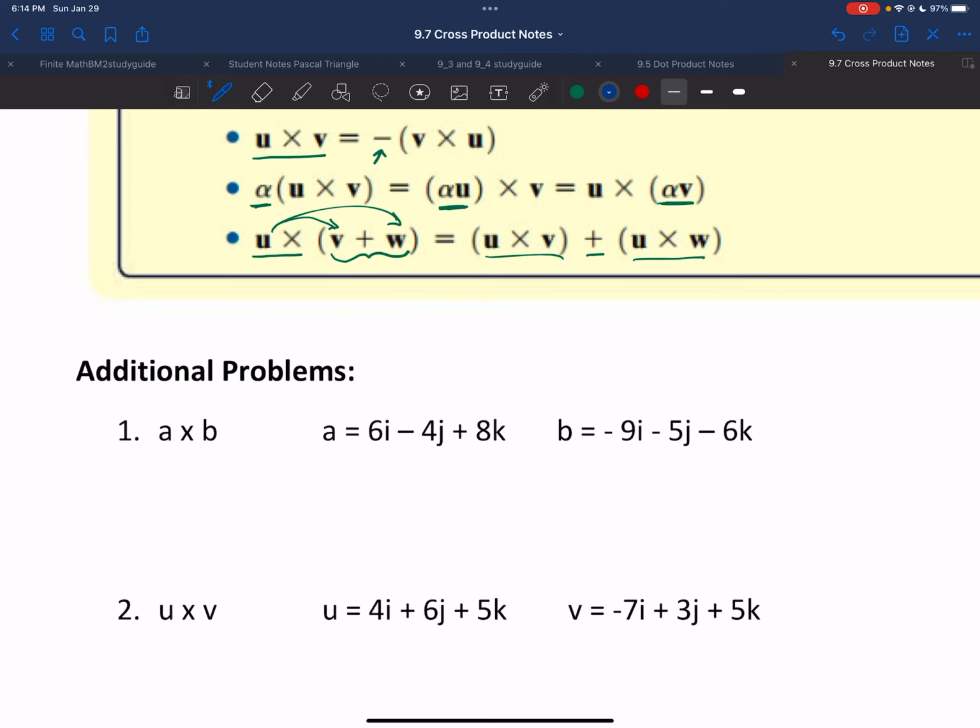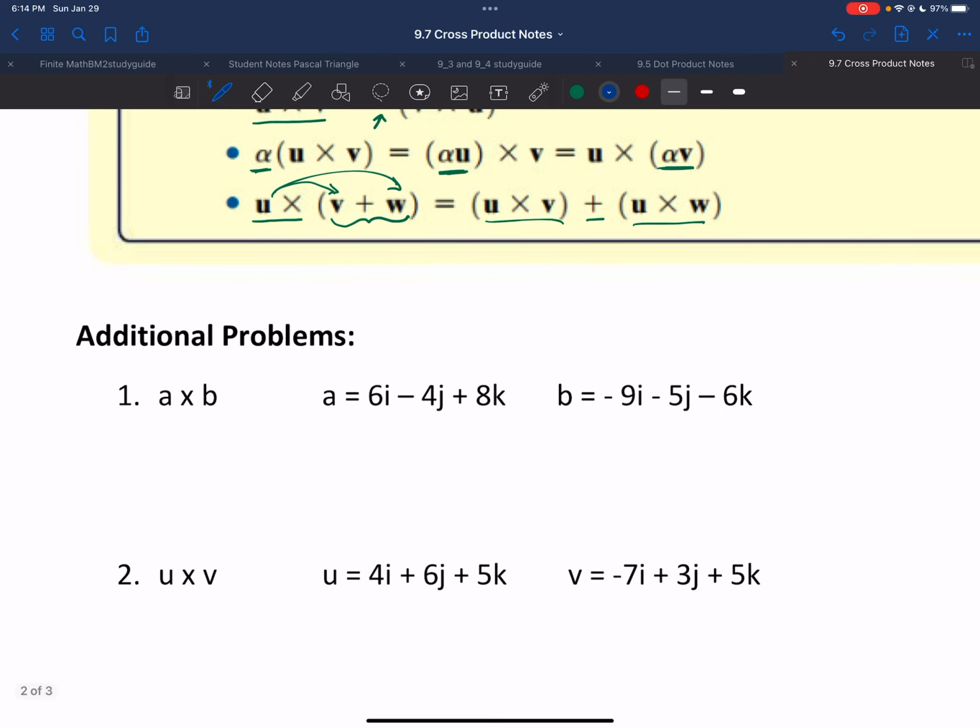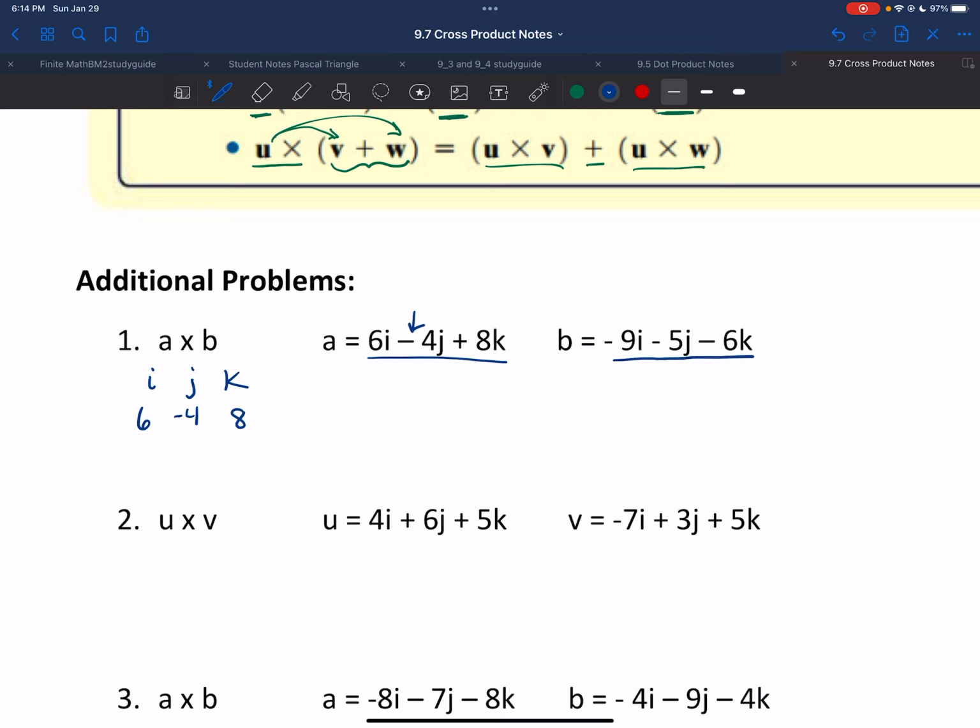Okay, so A cross B, I'm going to do i, j, and k, and A is going to be my first one that I list. So 6, -4, so see how I have a minus sign there? I'm going to keep that sign with that coefficient. And then B is going to be -9, -5, and -6. Parentheses i minus parentheses j plus parentheses k.